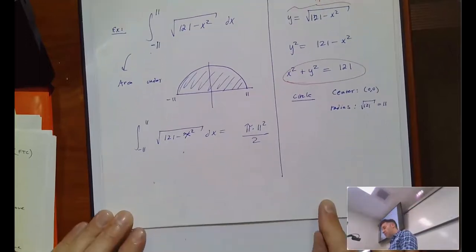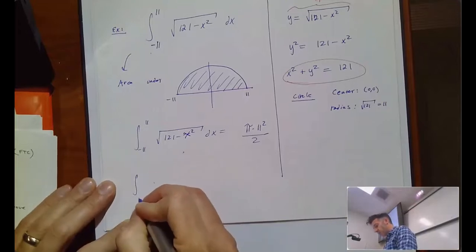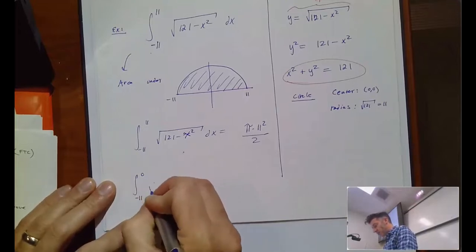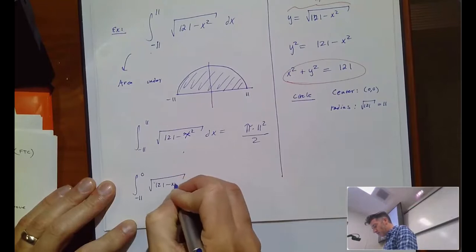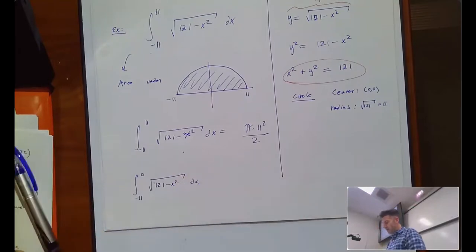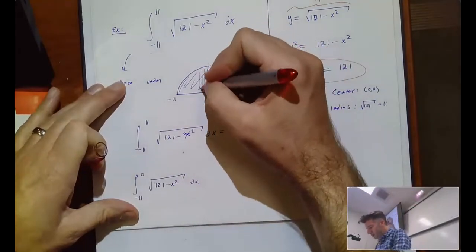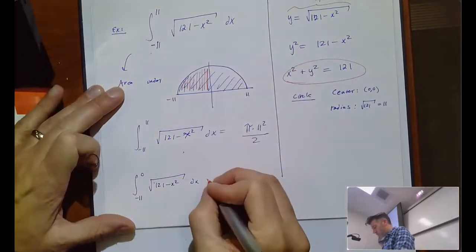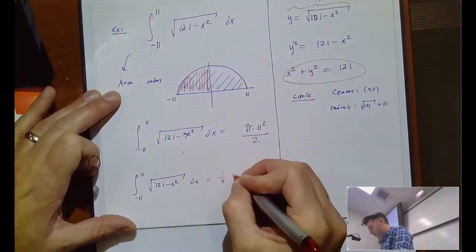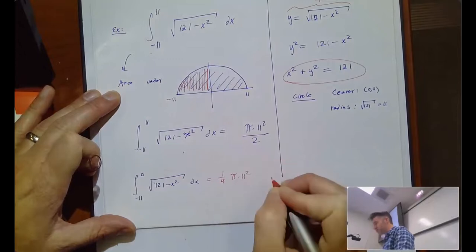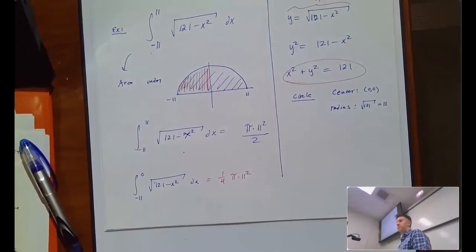I will also mention, if instead the integral was from -11 to 0 of the same function, well, then I only have this side of it. So I just have a quarter of a circle. So it's going to be 1/4 pi times my radius squared. So if you see something that looks like the integral of the square root of probably a square number minus x squared, you should think circle, circle, circle.